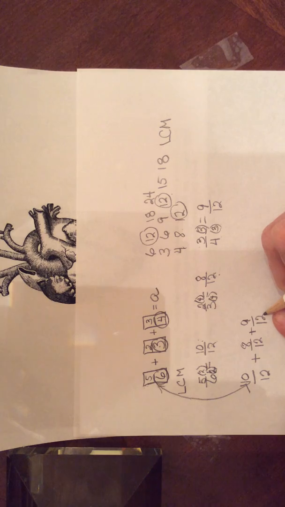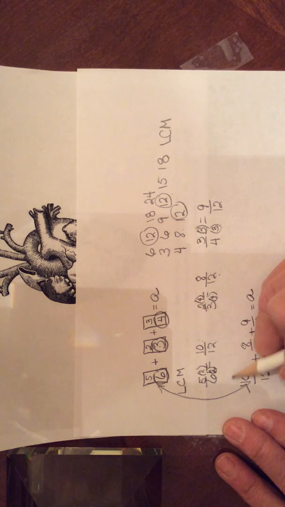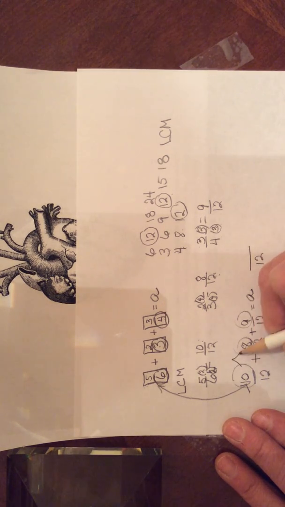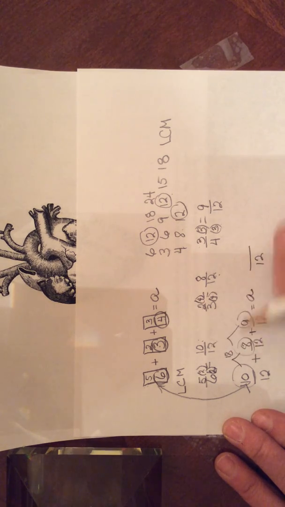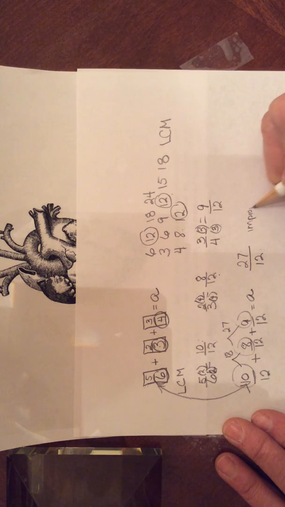So now I've got equivalent fractions that I can add together because they have like denominators. So now I'm going to just add straight across my numerators and see what I come up with. So 10 plus 8 is 18, and 18 plus 9 is 27. So my answer is 27/12. But I notice that 27/12 is an improper fraction.